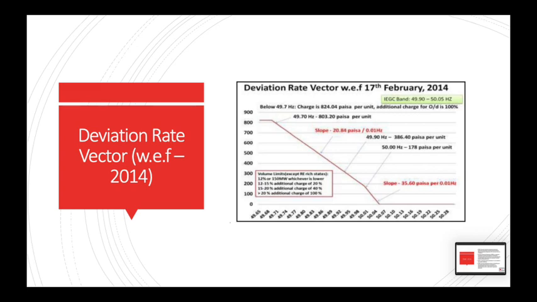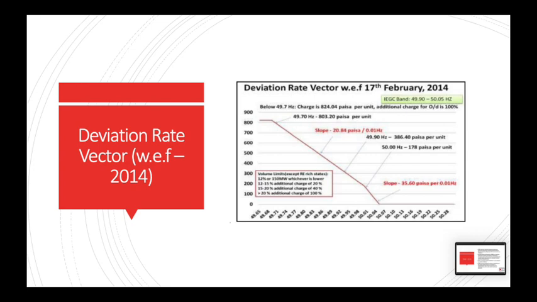Next, similarly at 50 Hz, the CERC has put the rate of 1 rupee 78 paisa. So if the average frequency of the block stays at 50 Hz in a time block, then any deviation would be penalized at a rate of 1 rupee 78 paisa.